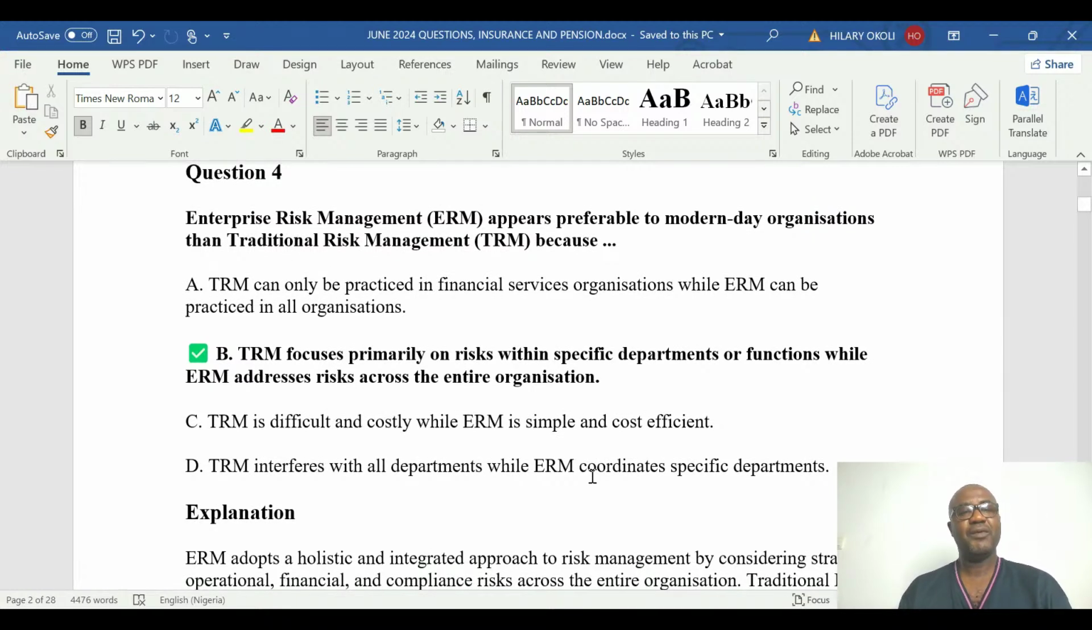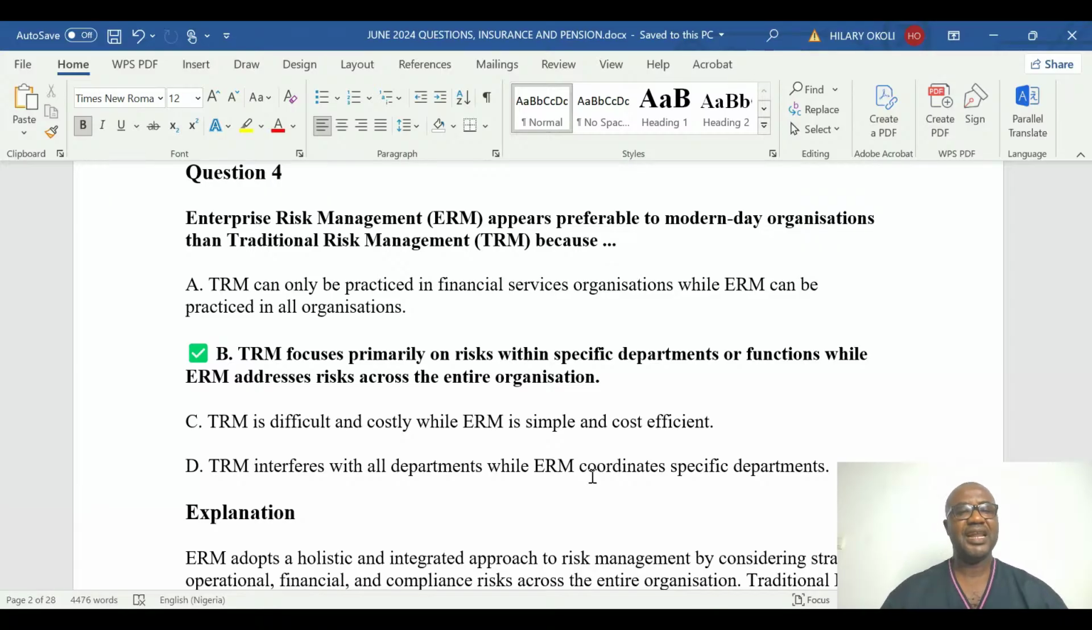So the fourth question here, we're looking at enterprise risk management, ERM. It appears more profitable to modern day organizations than traditional risk management, TRM. Why? The answer is simply because traditional risk management focuses primarily on risk within a specific department or function. It's not long range. It's confined to a department or function, while enterprise risk management addresses risk across the entire organization.